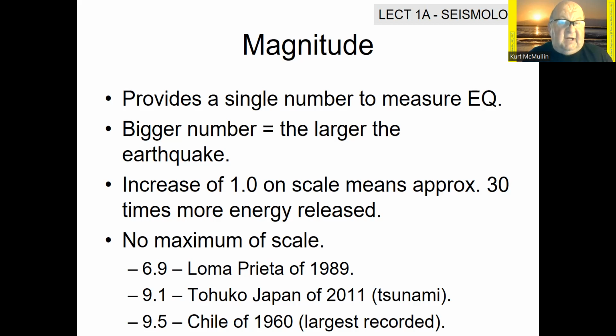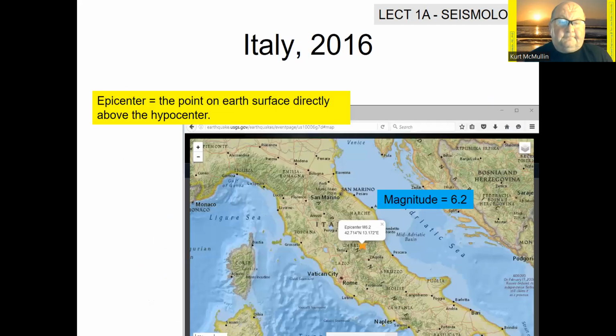Chile had a devastating earthquake in the 1960s, the largest recorded so far, with a magnitude of 9.5. The epicenter is directly above the hypocenter, usually reported in longitude and latitude. The magnitude assigned to this earthquake was 6.2, certainly a noticeable earthquake, but far from the largest earthquakes that can occur around the world.